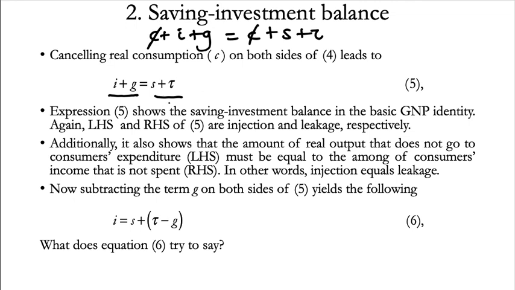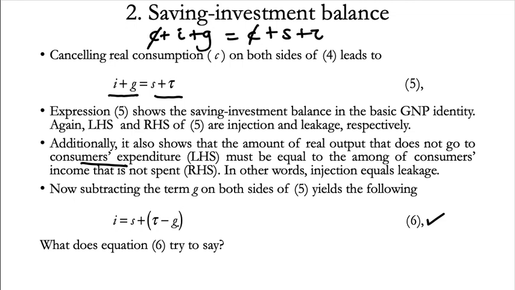So here we can see the saving investment balance in the basic GNP identity, and then you can see here on the leakage side shows you how much the amount of real output that does not go to consumer expenditure. So they save and they pay taxes, so of course they don't spend this money for their expenditure, yeah, and it must be equivalent to the other types of income, which is on the left hand side here. So in other words, okay, injection equals leakage. So if we subtract G on both sides, then we are obtaining this, yeah, I equal to S plus tau minus G.